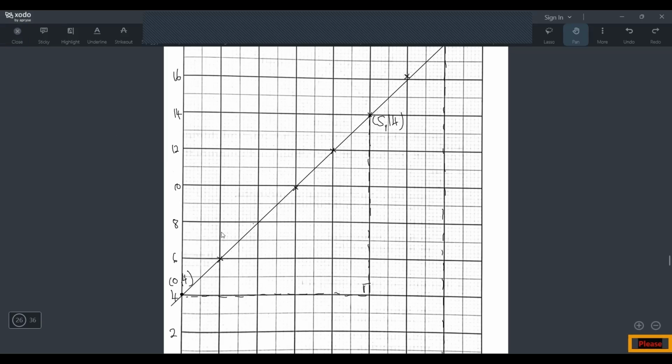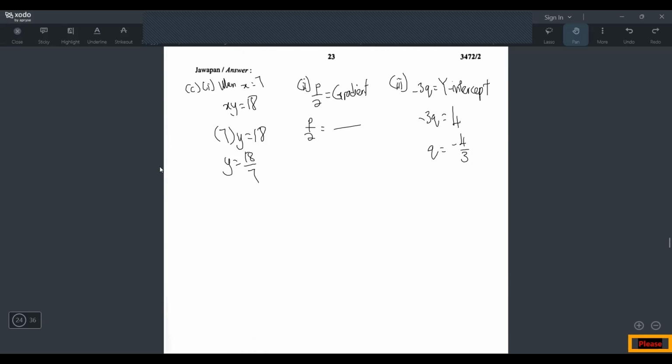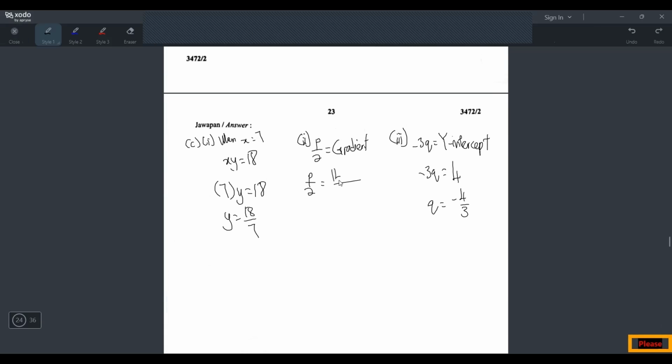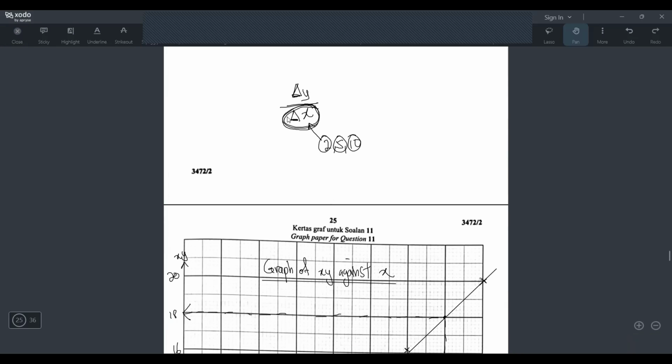So the formula would be y minus y, 14 minus 4, divided by 5 minus 0. So it will be p over 2 equals 14 minus 4 is 10, 10 divided by 5 is 2. So 2 times 2 is 4. So that's the answer. All right. So the answer for p is 4. Can you see my gradient answer comes up very nice? It doesn't come out like a decimal one because I plan ahead.